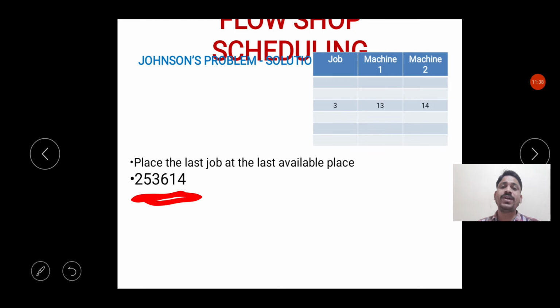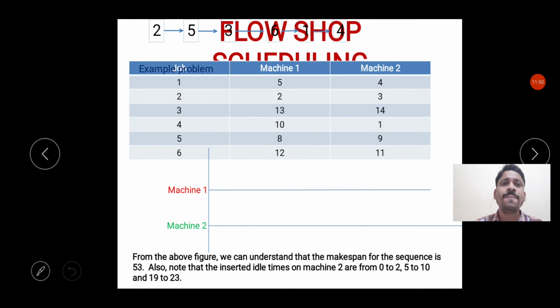If you are asked to find the makespan, then we have to find it by using the Gantt chart or table. So first let me tell you how to find the makespan by using the Gantt chart for flow shop scheduling, right? Because for job shop scheduling it is a little bit different, right? So for flow shop scheduling, when we have the sequence, how to find the Gantt chart, I'll tell you now.